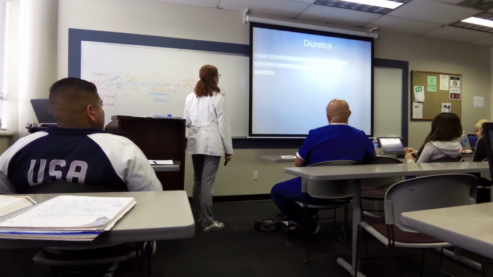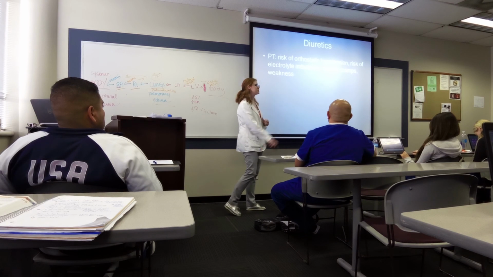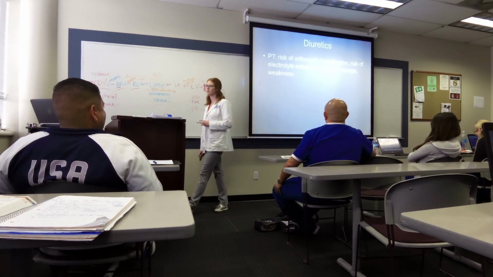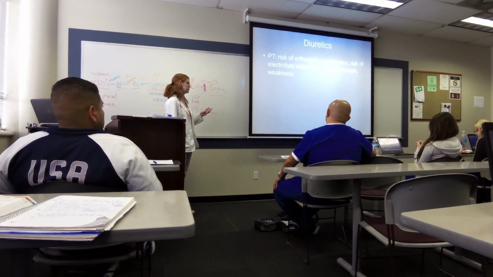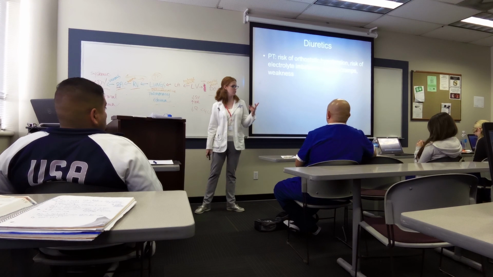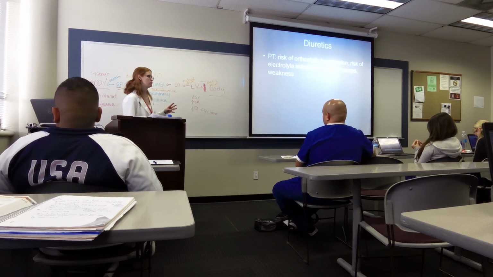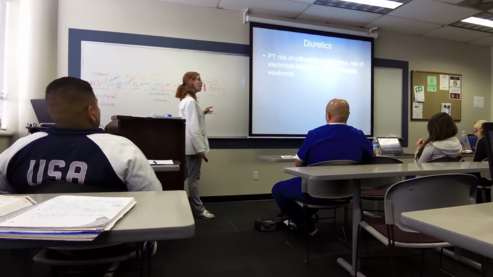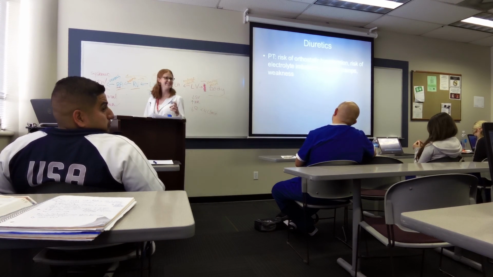So, consequences for PT. We got the usual, but then we also have to be aware of signs and symptoms of electrolyte imbalance, which are muscle cramps and weakness. We get muscle cramps when we work out, eat a banana. Does a banana have a lot of potassium? Test. Big test.